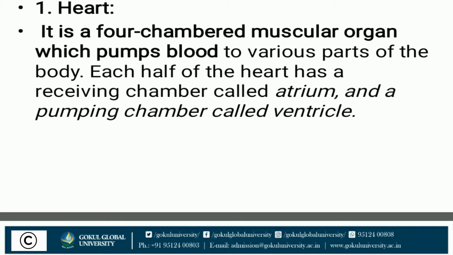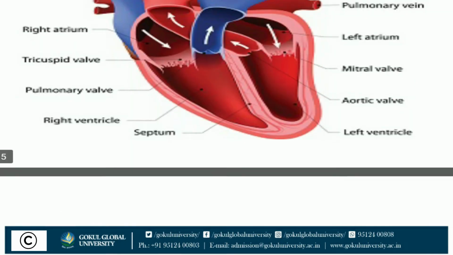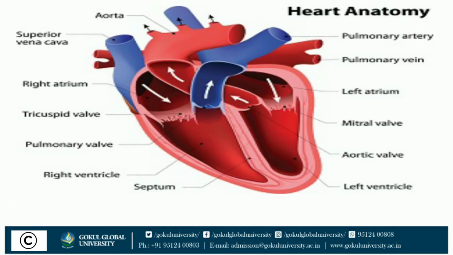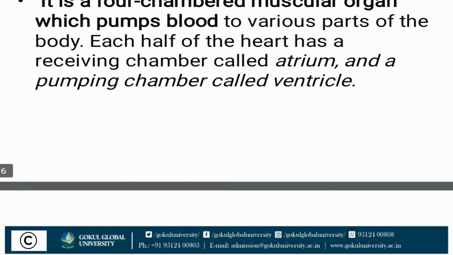Now, what is the heart? It is a four-chamber muscular organ which pumps blood to various parts of the body. Each half of the heart has a receiving chamber called the atrium and a pumping chamber called the ventricle. In this diagram, you can see right atrium and left atrium. These are the receiving chambers. As well as the right ventricle and left ventricle, the pumping chambers.